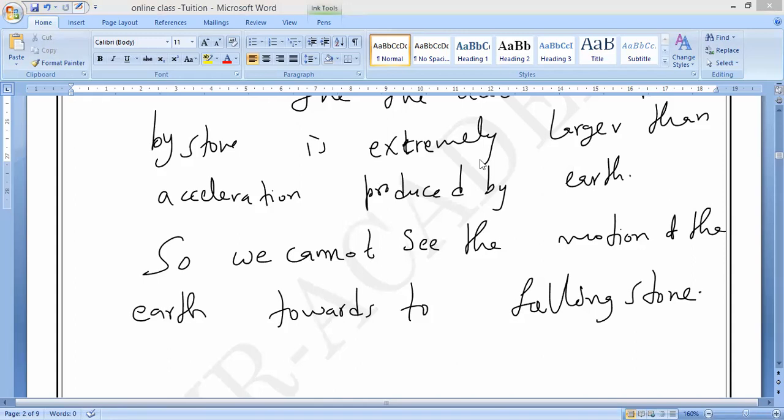Now somebody will ask: if Newton's third law is true, then why is the Earth not moving towards the moving body? Because of its extremely large mass. And the acceleration produced by the Earth is extremely small. Acceleration is inversely proportional to mass. That is what you have to understand.